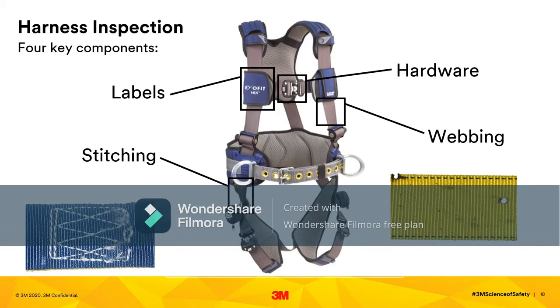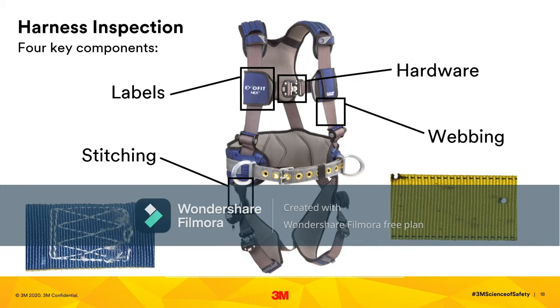You should check the 4 key components of a harness. Labels. Labels should be present and fully legible. Check the hardware. Make sure that it is free from rust, pitting, or corrosion. Make sure that the plastic components are not damaged, broken, or distorted. Check the webbing. Check for frays, cuts, tears, burns, abrasions, paint, or contaminants that conceal the fibers. Check the stitching. There should be no broken, loose, or missing stitches. Harnesses can be cleaned with mild soap and water and then air dried.